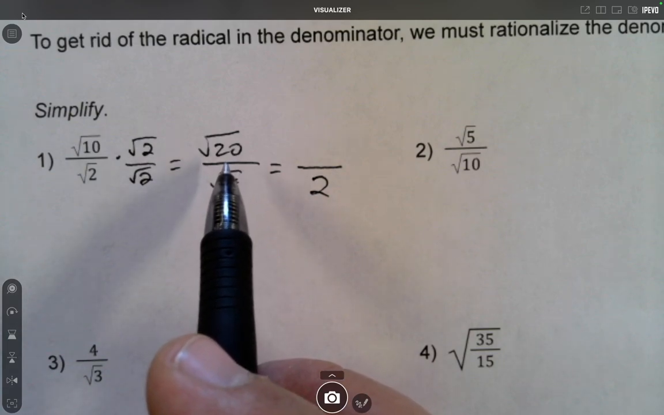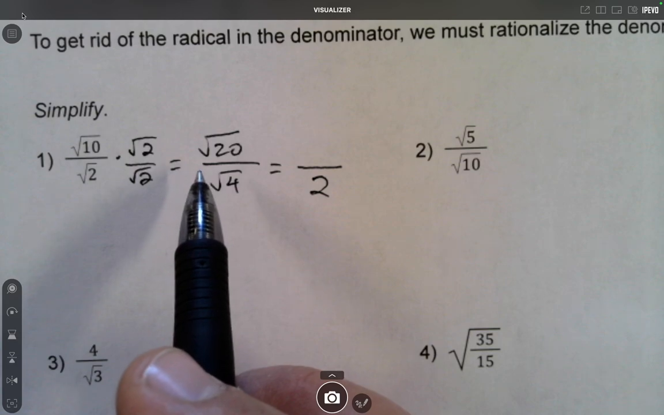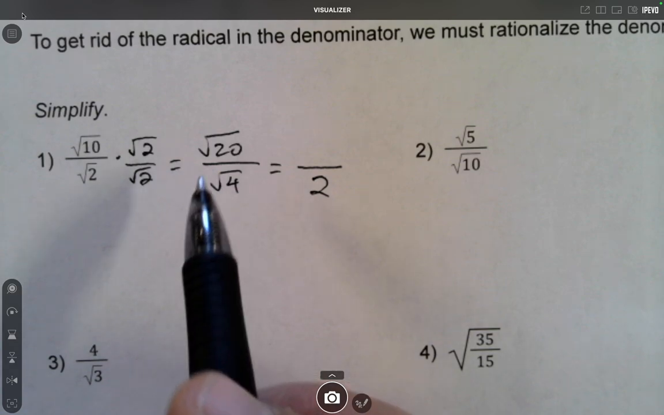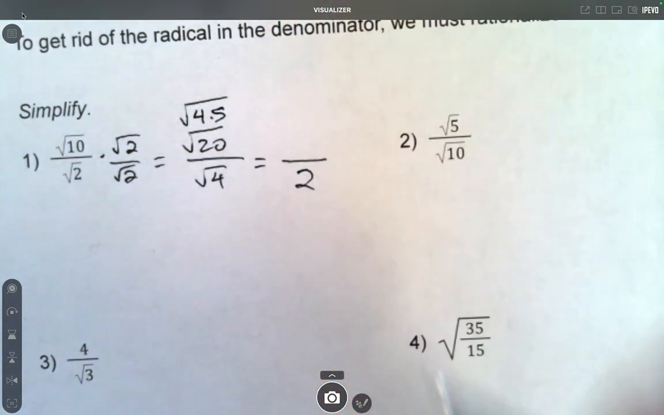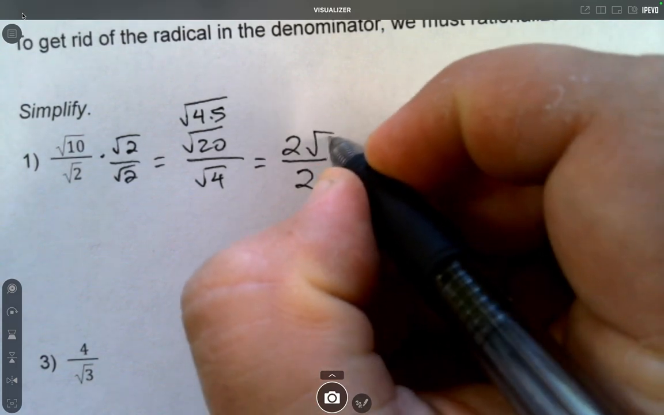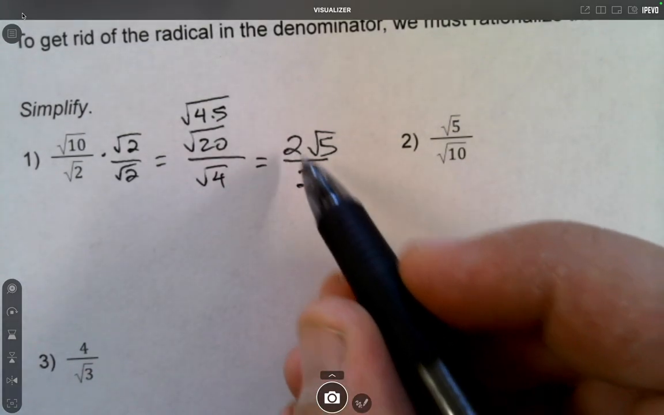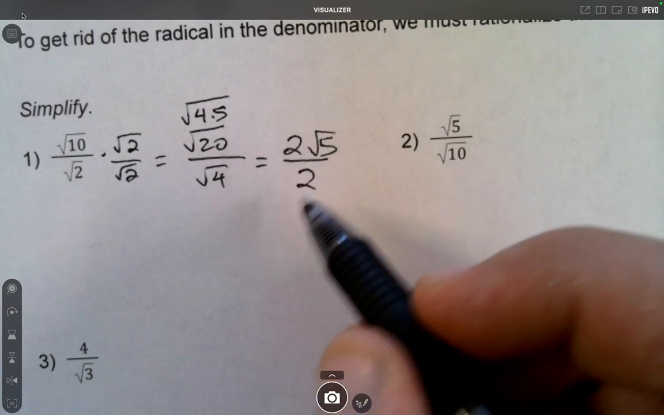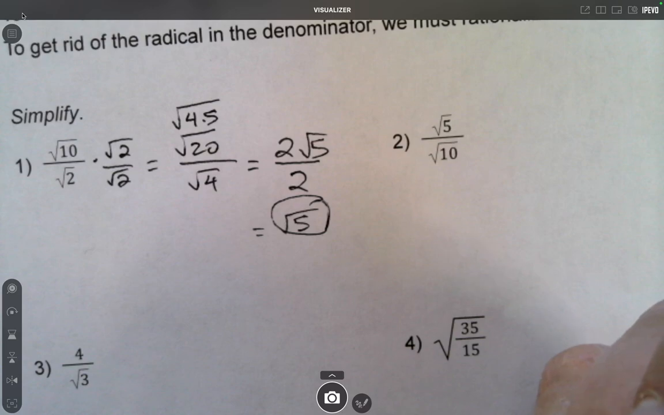We do need to simplify this on top though, like we learned before. We need to look for a perfect square that's a factor of 20. So we could rewrite this as the square root of 4 times 5. The square root of 4 is 2. The square root of 5 is the square root of 5. And often we'd be done at this point. But in this particular example, we have two things outside the square root that can be reduced. 2 divided by 2 is 1. So we end up with an answer of just the square root of 5.